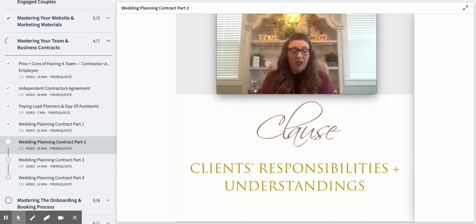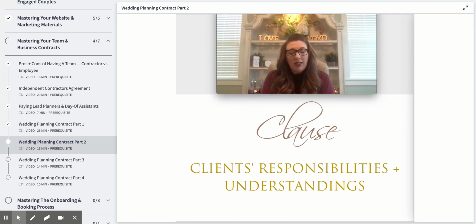The next bullet point under this clause states that the clients shall be financially responsible for and reimburse the consultant for any and all costs, damages, and expenses, including without limitation attorney's fees and associated costs, due to damage to any of the consultant's equipment or materials caused by the clients or any of their wedding guests.